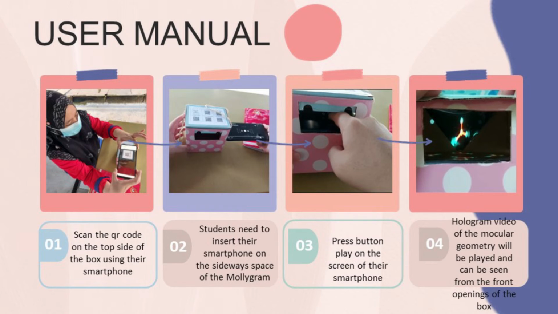The Mollygram hologram kit can be used by following these 4 simple steps. First, students need to scan the QR code on the top side of the box using their smartphone. Second, students need to insert their smartphone on the sideways space of the Mollygram. Third, students need to press the play button on the screen of their smartphone. Fourth, the hologram video of the molecular geometry will be played and can be seen from the front openings of the box.